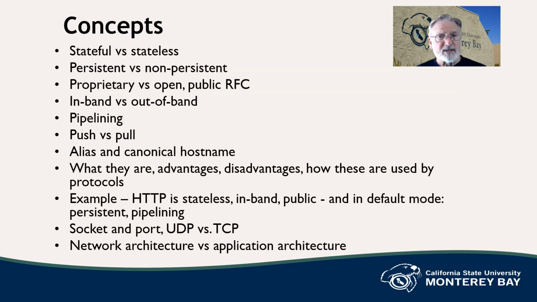There are a number of concepts in this chapter to look out for. In particular, what is stateful versus stateless? What is non-persistent versus persistent? What is proprietary versus open, and in-band versus out-of-band? What is pipelining in network apps? What is a push app and what is a pull app? And for DNS, what is an alias and a canonical hostname? And what are the advantages and disadvantages of these concepts?